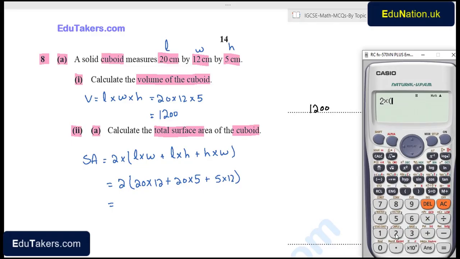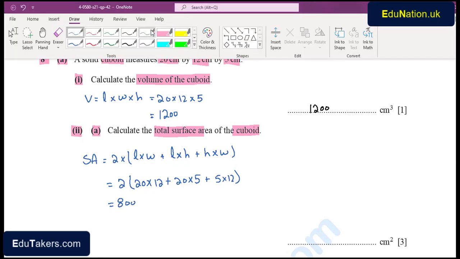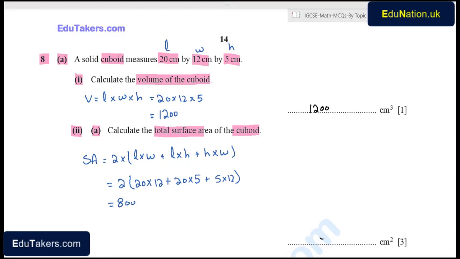2 multiplied by (20 times 12 plus 20 times 5 plus 5 times 12) is 800. The surface area of the cuboid is 800 centimeters squared.